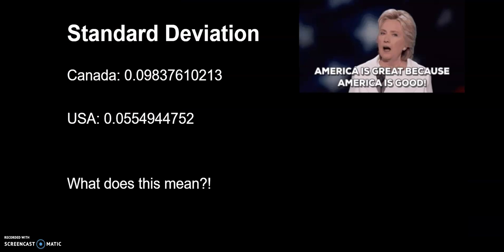When looking at the standard deviation, we noticed that Canada's was about 0.098, whereas the US's was 0.055. This means that the Canadian gas prices are almost double the likelihood to fluctuate, meaning that our prices are moving around way more than the Americans are.